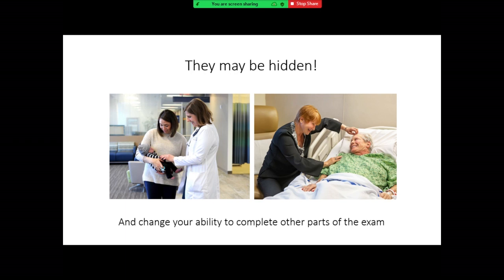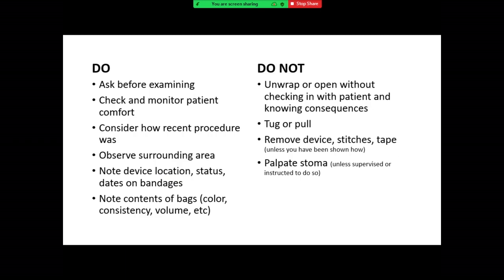So always important to ask about the information that you have. When you're taking a history, think about it: they said the baby didn't gain weight in the hospital. Maybe I should ask about a feeding tube before the exam. Those kinds of things. So this is just kind of a do and don't list.